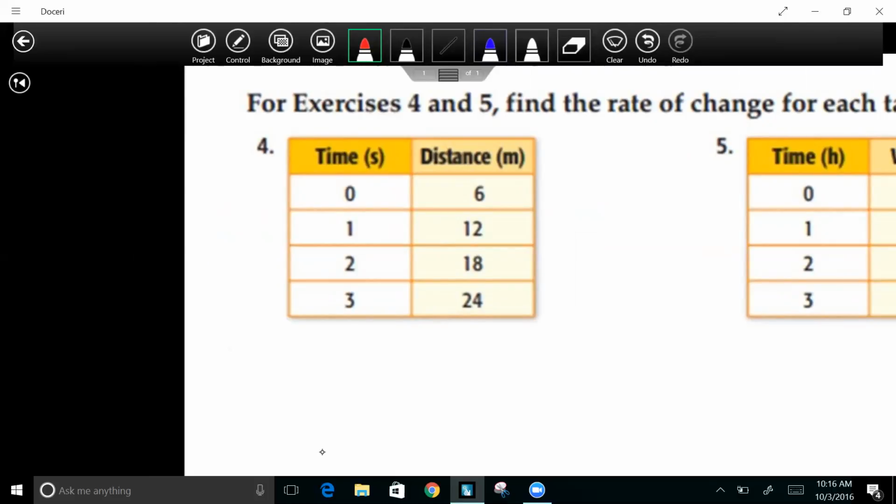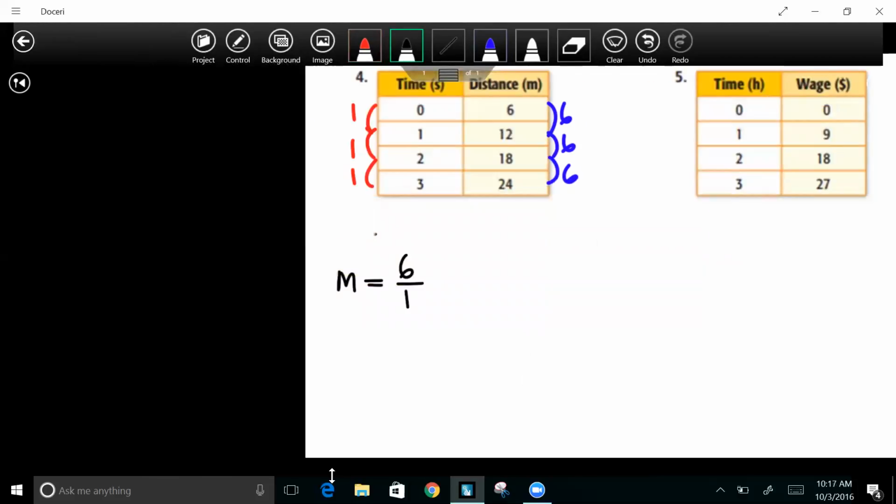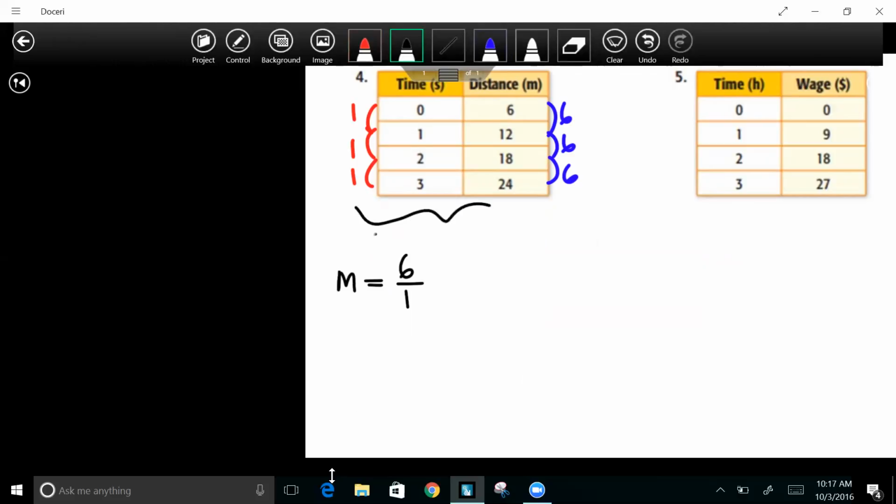What's my rate of change for number 4? For x's? What about my distance? In context, what's my ratio? Let's go with that. 6 over 1. What about an explanation? What does that mean? 6 meters for every 1 second.